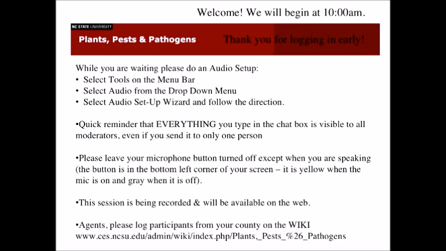Just a quick reminder that everything that you type in the chat box can be seen by the moderators, even if you send it to an individual. So there is no such thing as privacy on Illuminate. Please leave your microphone button turned off, except when you're speaking. The microphone button is in the bottom left corner. It's a gray graphic of an old-fashioned microphone, and if it's turned on, it has a yellow highlight around it. So please make sure that it's turned off unless you are the one who's speaking.